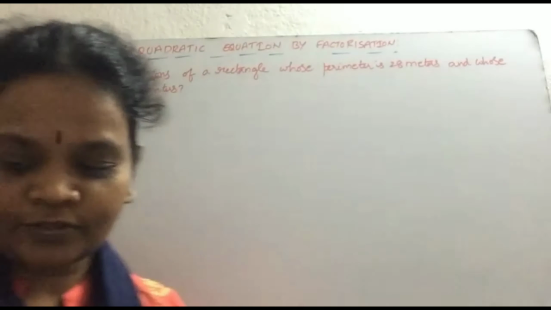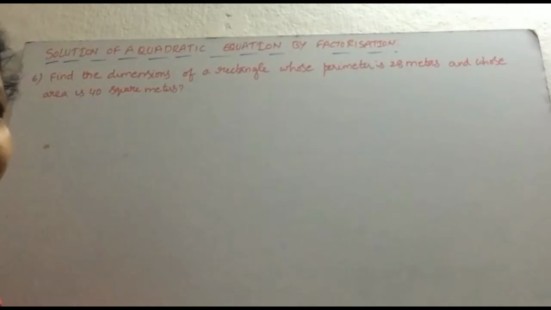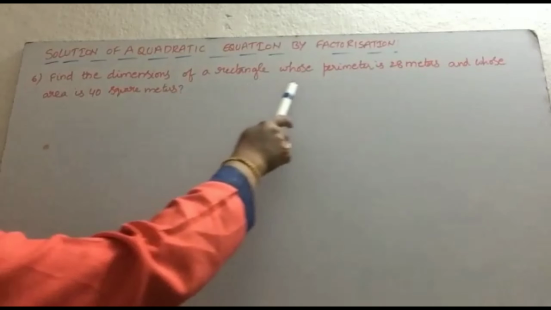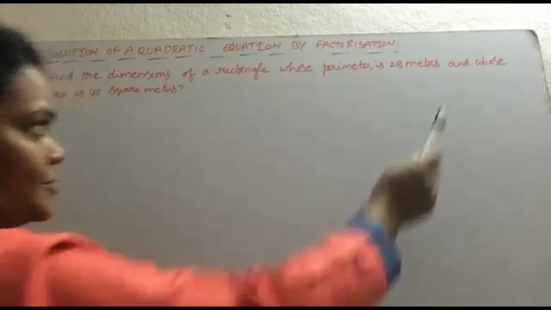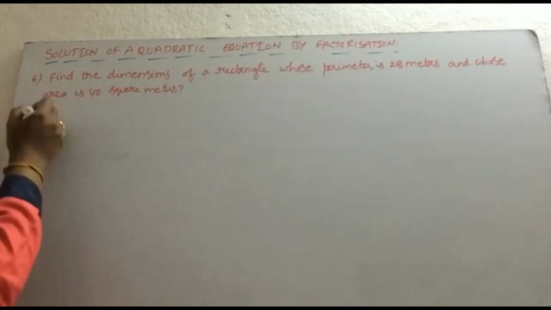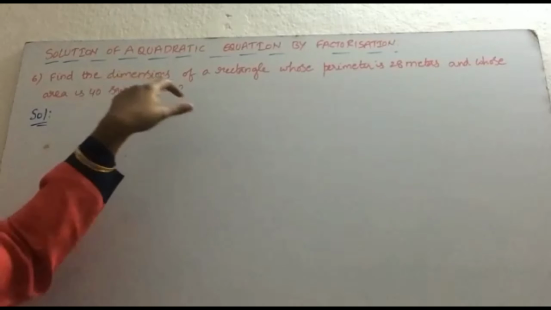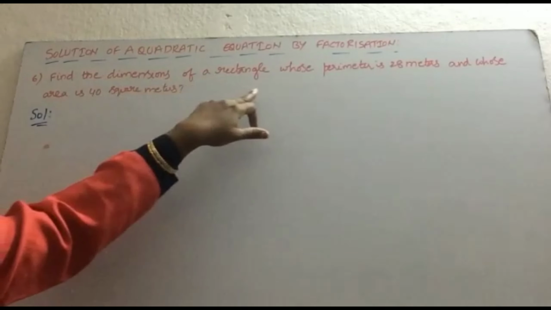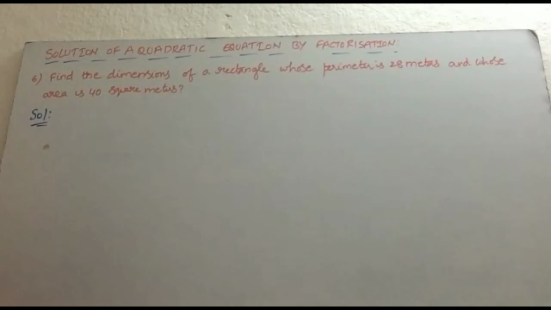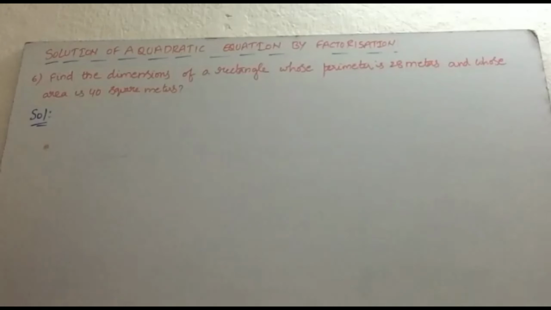Hello students, today we will see the remaining exercise problems in the factorization method. The first one is: find the dimensions of a rectangle whose perimeter is 28 meters and whose area is 40 square meters. They are asking for the dimensions of the rectangle, and they gave the perimeter and area.